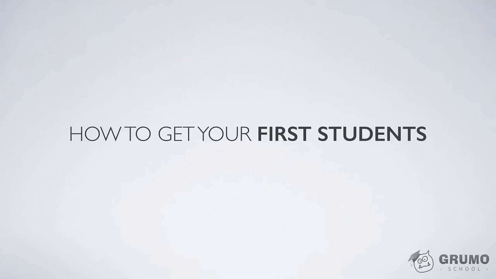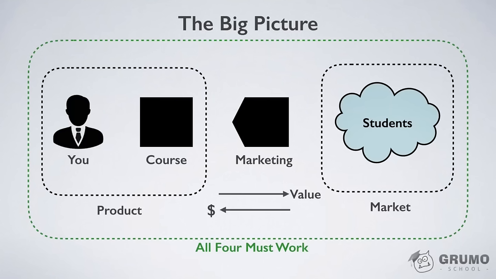How to get your first student. So you create this amazing course and you think you're going to kill it. Wait a moment. Let's go back to this picture. The whole picture says that in order to be successful, these four things must work. So you really have to be good at marketing. Getting students is being really good at marketing. If you go to a platform like Udemy, they do the marketing for you.